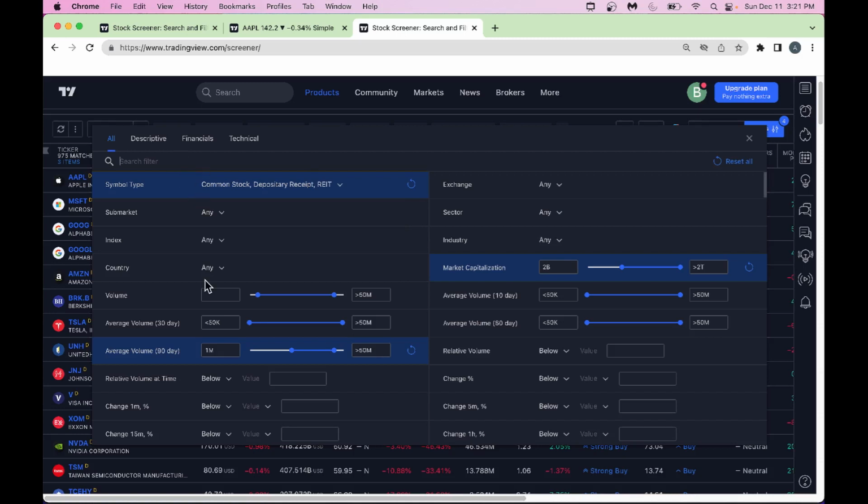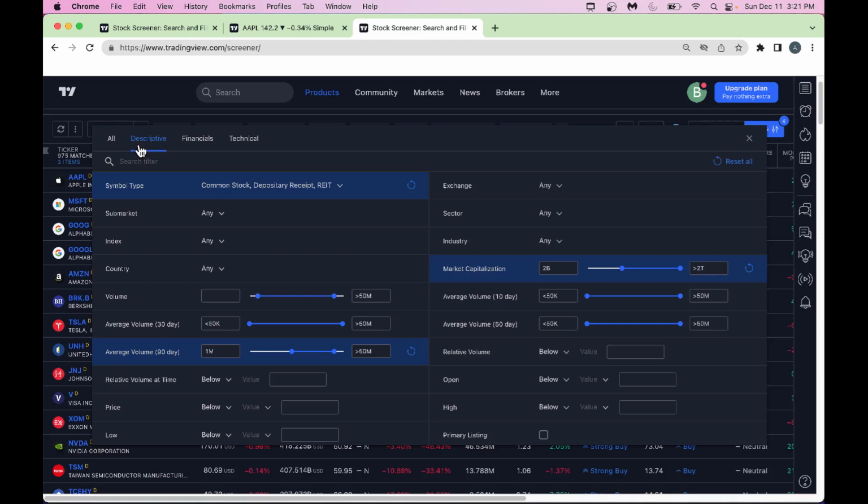All right, so now we did the volume, and let's go back here and look at a few more filters here. I can look at descriptive. We're in the descriptive. Let's go back to all here. So look, we have nice filters here.